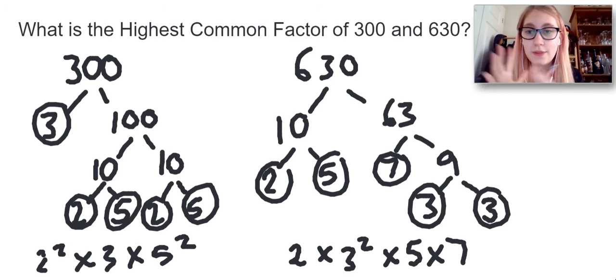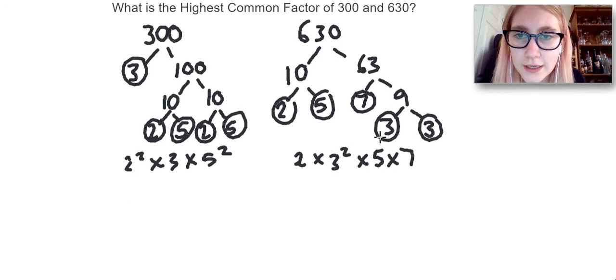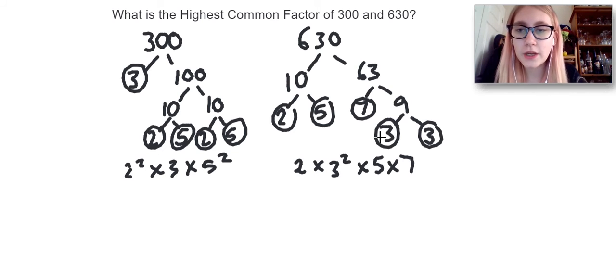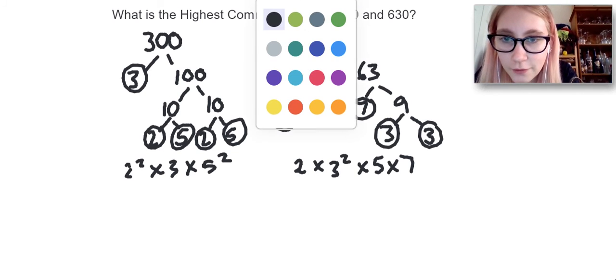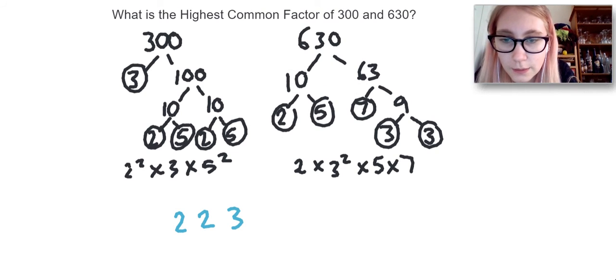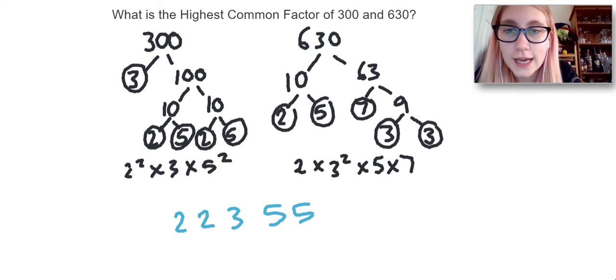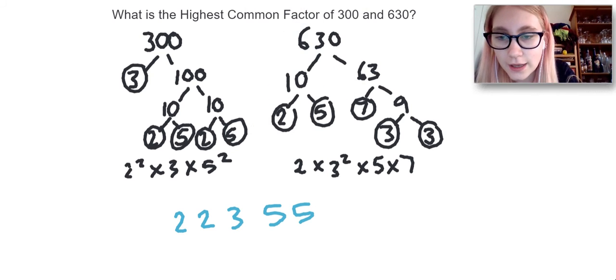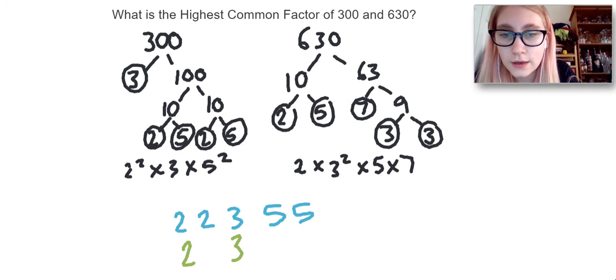Great, so now we've got these written out. The next step is the key part, which really isn't too bad at all. The way that I like to do it is write them above each other. So we're going to write 300 here: 2 times 2 times 3 times 5 times 5. And then we'll write out 630 beneath that. So that's 2 times 3 times 3 times 5 times 7.